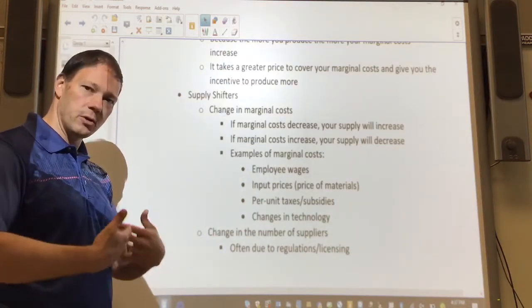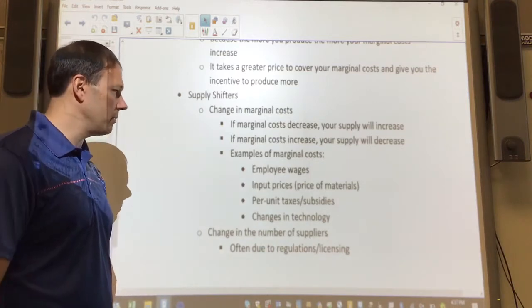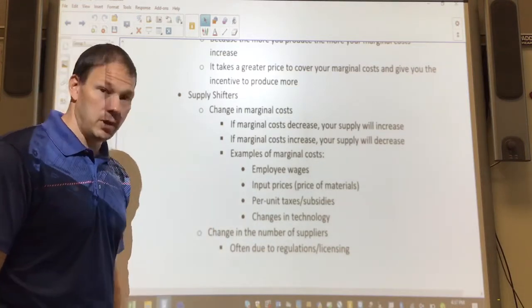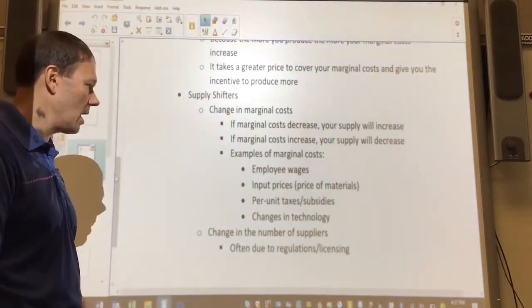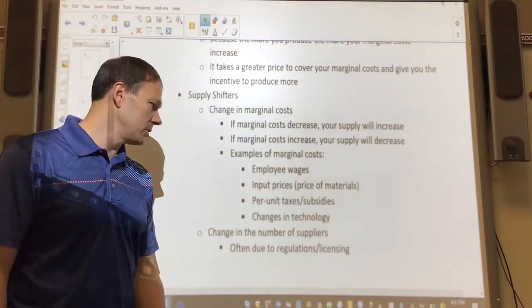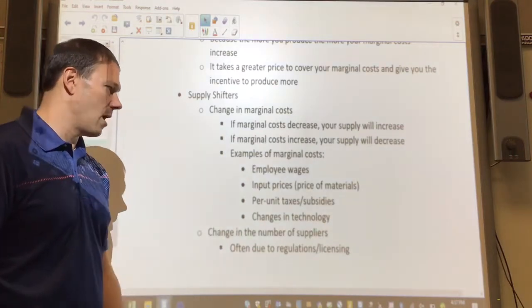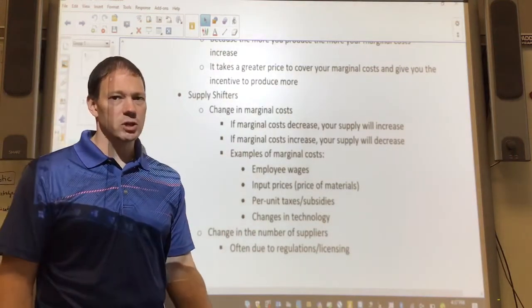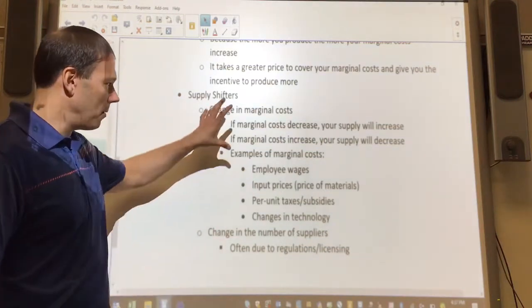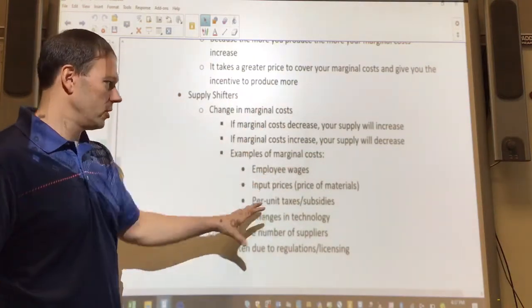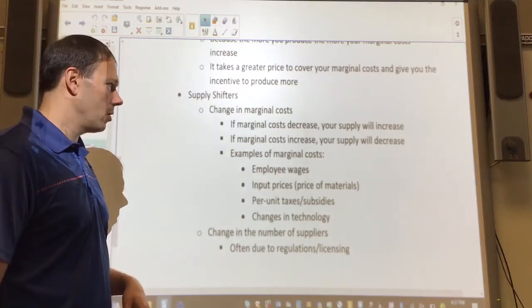Input prices, which are the materials you're using to make the product. Per unit taxes or subsidies, remember the difference between that and lump sum: per unit changes behavior, lump sum does not. And then changes in technology typically go in a positive direction. It usually gets better, right? So technology gets better, you make more things. So any change in marginal cost, those are examples of those, are going to cause supply to change.